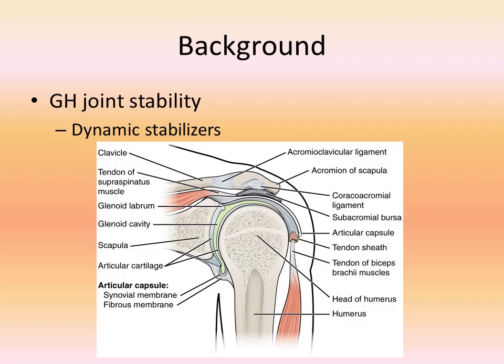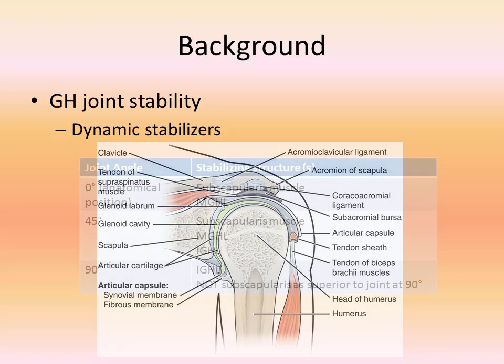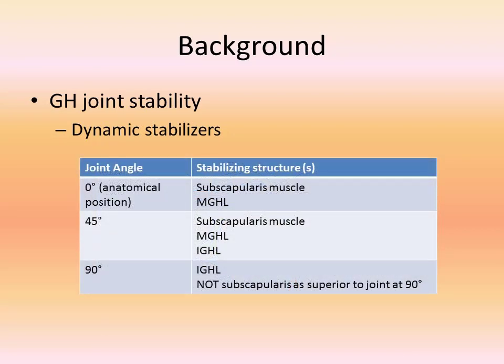There's also muscle coactivation, which we call force couples. The subscapularis co-contracts with the infraspinatus and teres minor. These three muscles will center and compress the humeral head into the glenoid fossa. The infraspinatus and teres minor will co-contract with the deltoid and supraspinatus, also to keep the head centered. So if we look at this chart on the dynamic stabilizers, we can see exactly at the different joint angles, 0 degrees anatomical position, what our stabilizing structures are. You have muscles that are stabilizing along with those ligaments at each of the different angles.